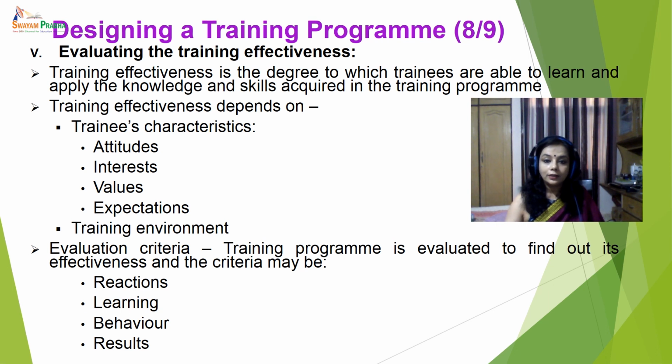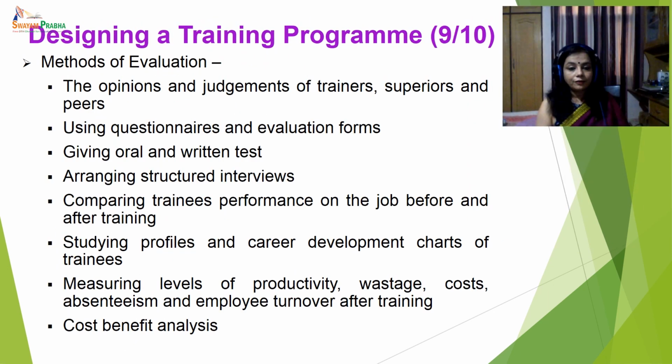that will again show whether the training was effective or not. The methods of evaluation of a training program can be, as we have said, that you have to find out their reaction, their learning, their behavior. The methods are the opinions and judgments of trainers, supervisors, superiors, and peers. So you can take the feedback from all these three kinds of people and find out whether there is an improvement in the performance of the trainee or not.